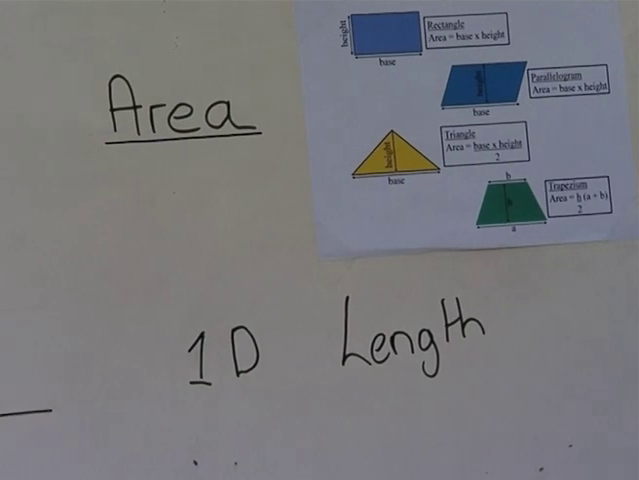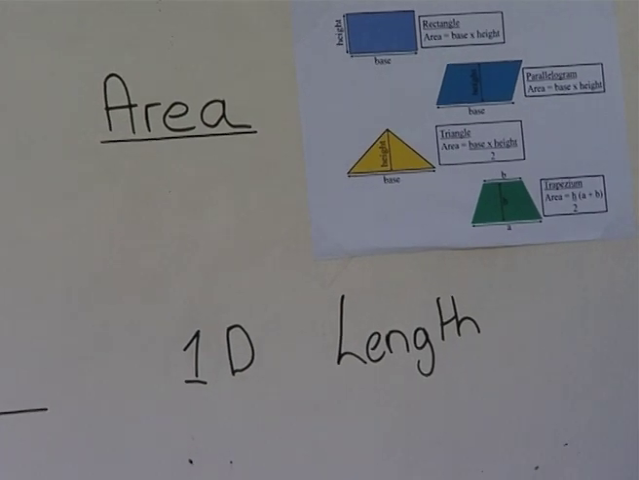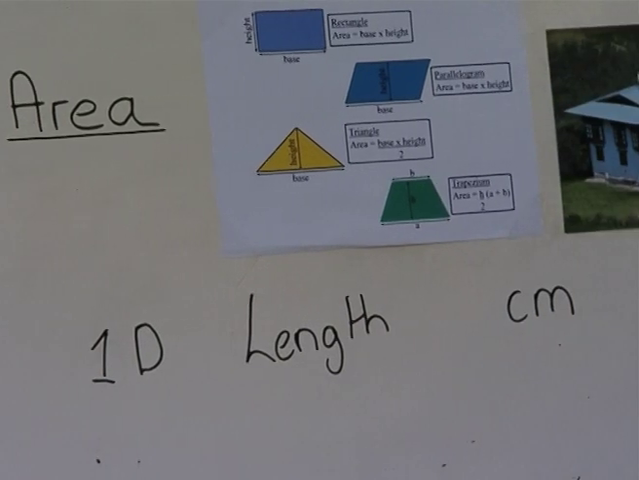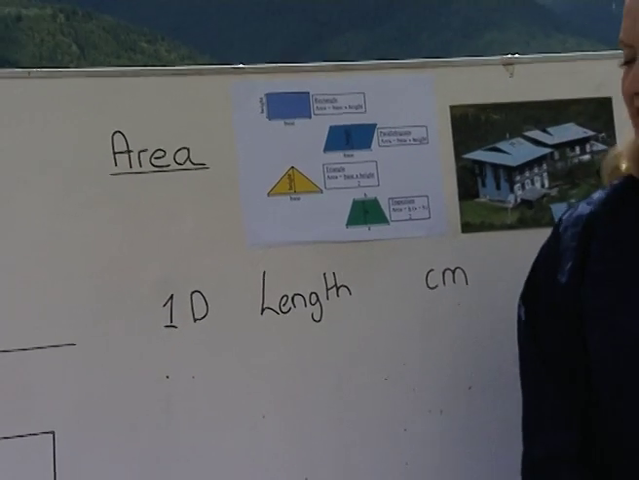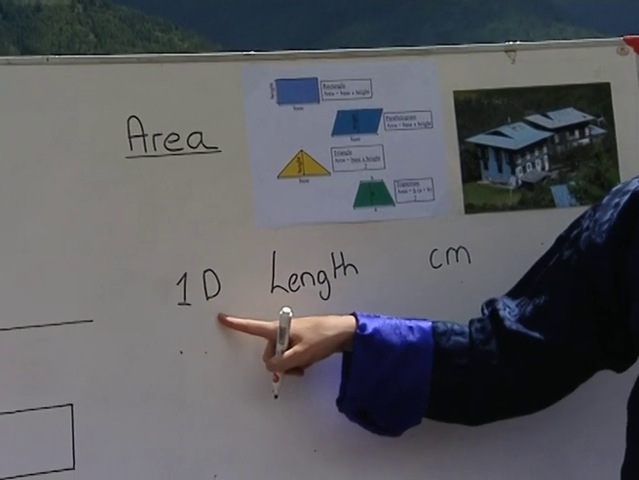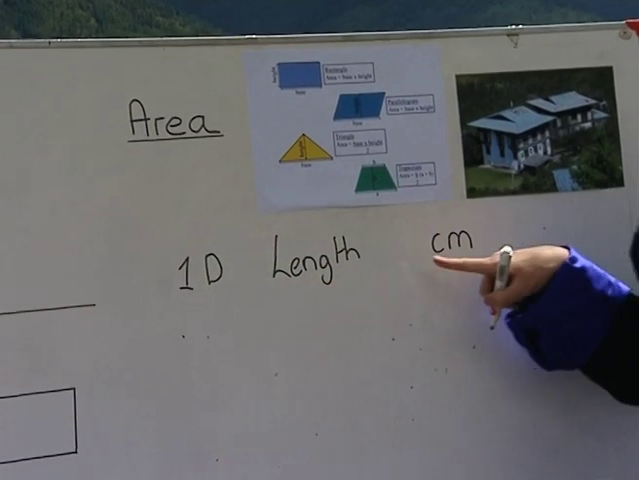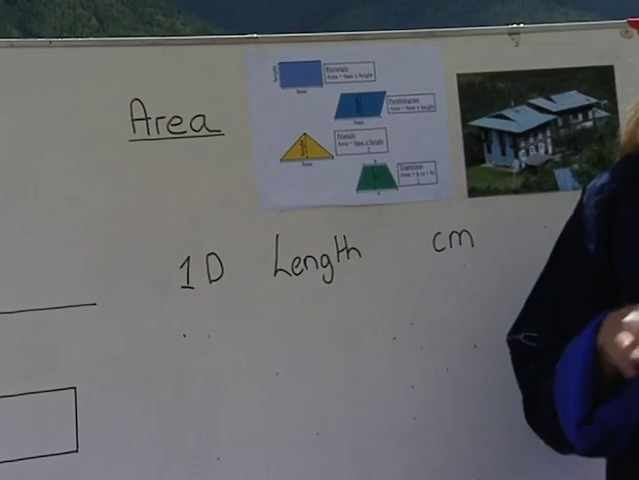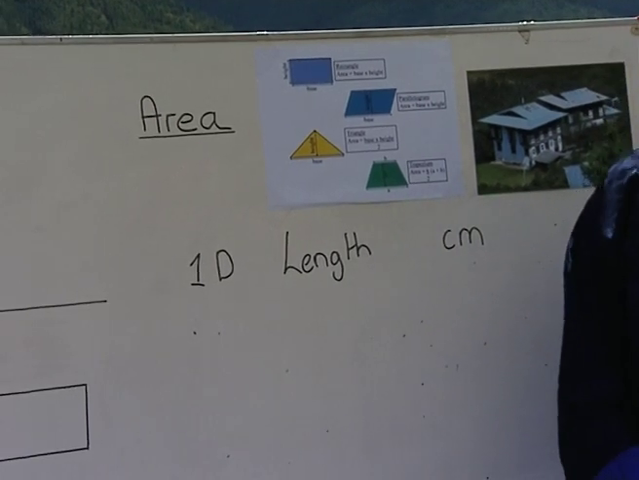We can measure this length in a number of units. I am going to select the units for measurement today as centimetres. So a one-dimensional shape is a length, and this is measured in either centimetres, metres, feet, and there are a number of ways to measure this line.